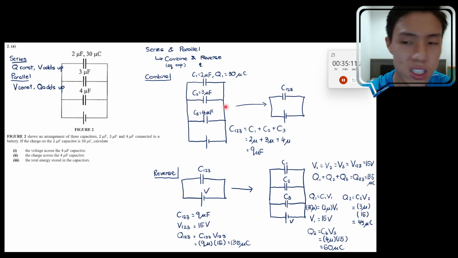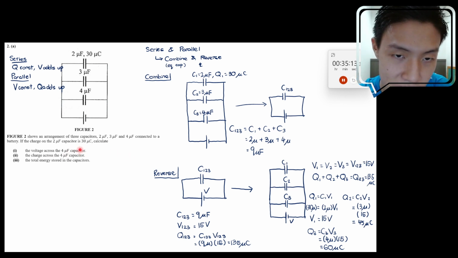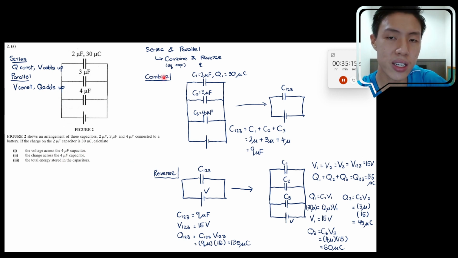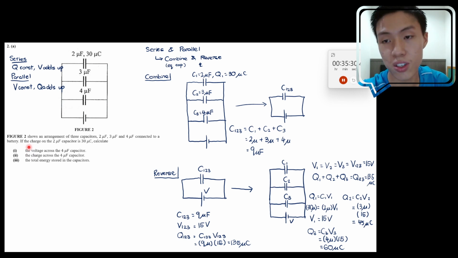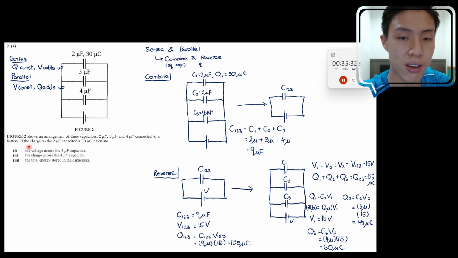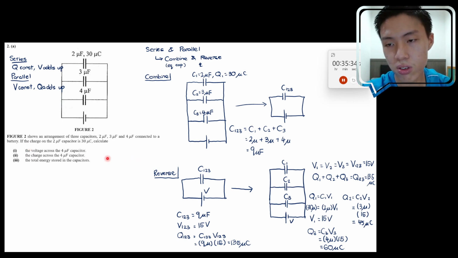It's a bit too much, because the question doesn't ask for everything. But this way of systematically analyzing the question, starting from combine, then reverse, allows you to obtain all the charges and all the potential differences for each of the capacitors in the circuit. No matter if it's pure parallel, pure series, or series parallel, it will allow you to find everything. So let's focus on the question right now.